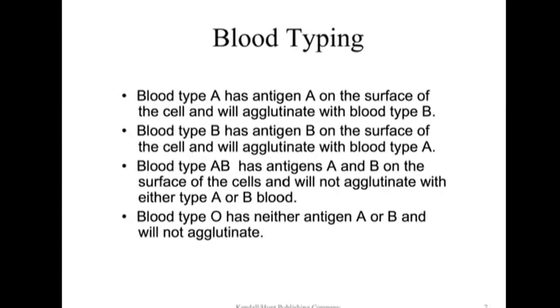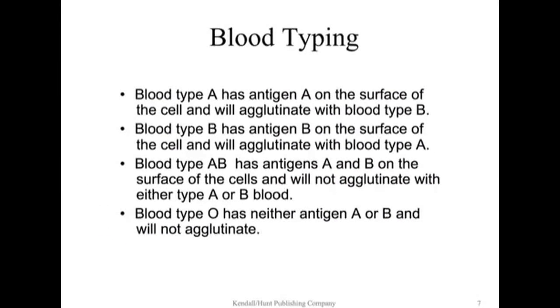All right. So the next test you're going to want to do is blood typing. When we talk about blood typing, there are four different blood types. We have type A, type B, type AB, and type O. Those are just the general blood types. We'll talk about the Rh factor in just a minute. Blood type A has antigen A on the surface, and it will agglutinate with blood type B. As a point of reference, we mentioned this earlier, agglutination is the coagulation, the congealment of the blood, and that's when it's going to clump up.